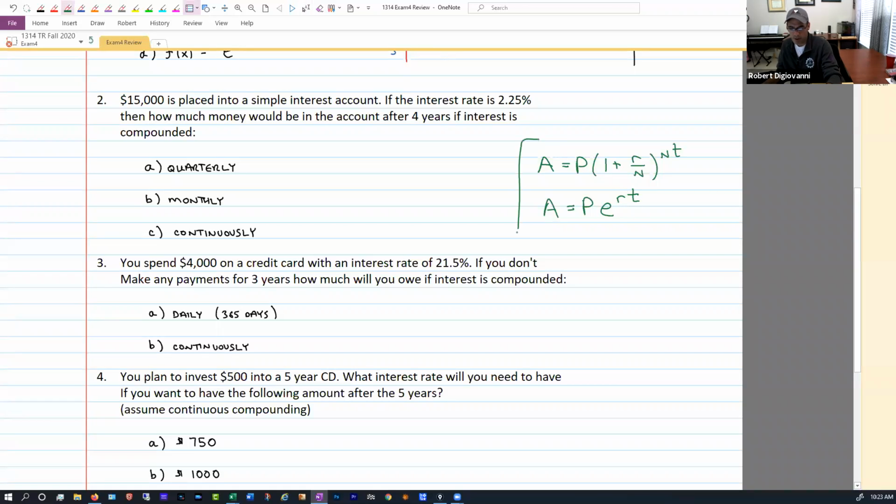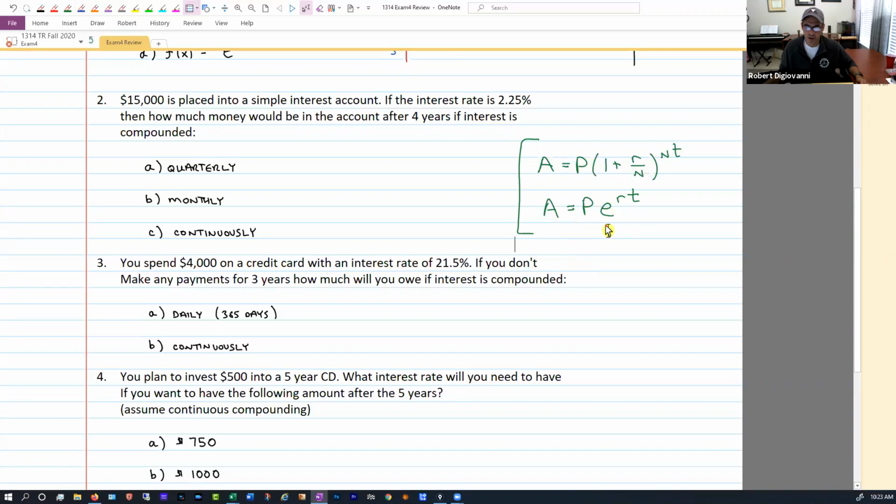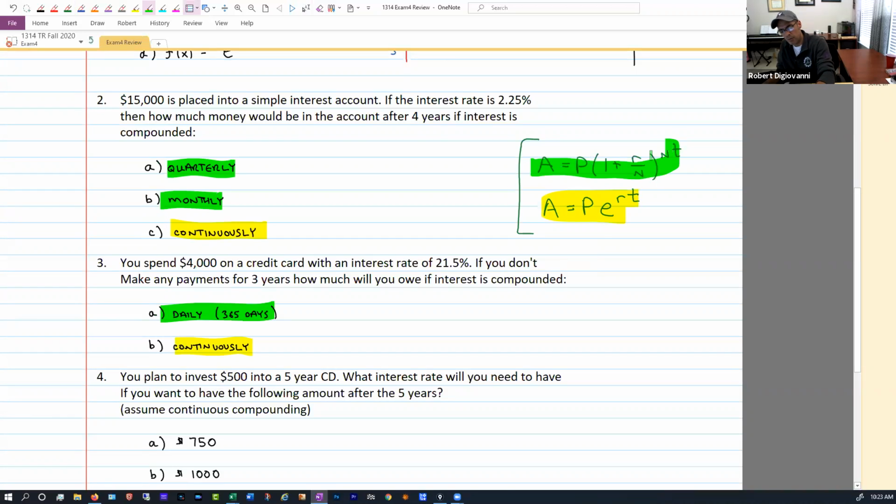Okay, it's going to be one or the other. Can somebody remind me when it is that we use the Pert formula? When it's compounded continuously. Yeah, anytime the question says compounded continuously, you're going to use Pert, right? So this would be for that one and for that one. And that means that the other ones, quarterly, monthly, daily, those you're going to use this formula.